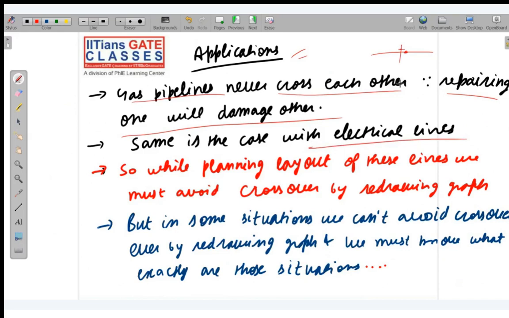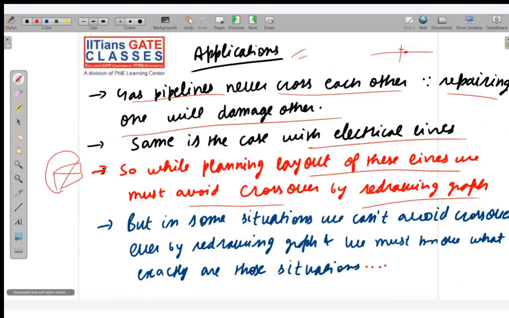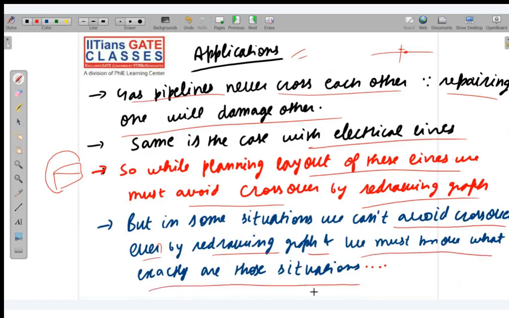While planning the layout of these lines, we must avoid crossover by redrawing the graph. Like this, we have 4 cities. No doubt the cost will be more, but you will take the pipeline like this, as a bypass. You will not do it the other way because it will hamper things. But in some situations we can't avoid crossover even by redrawing the graph, and we must know what exactly those situations are. Like this. So this was the graph.